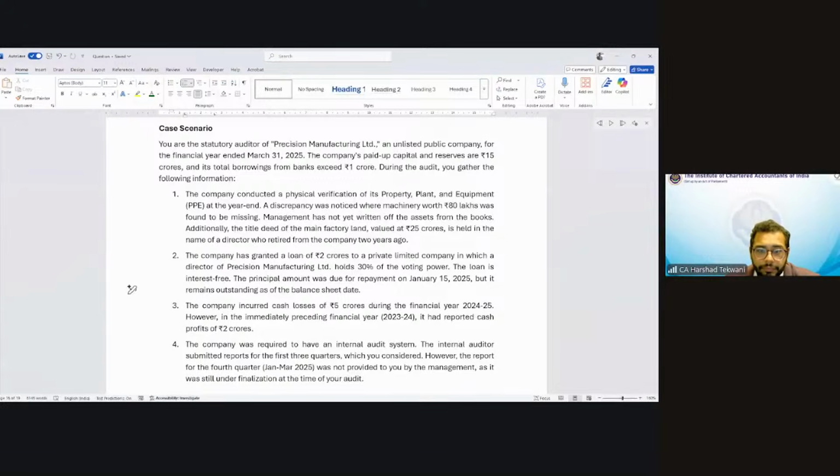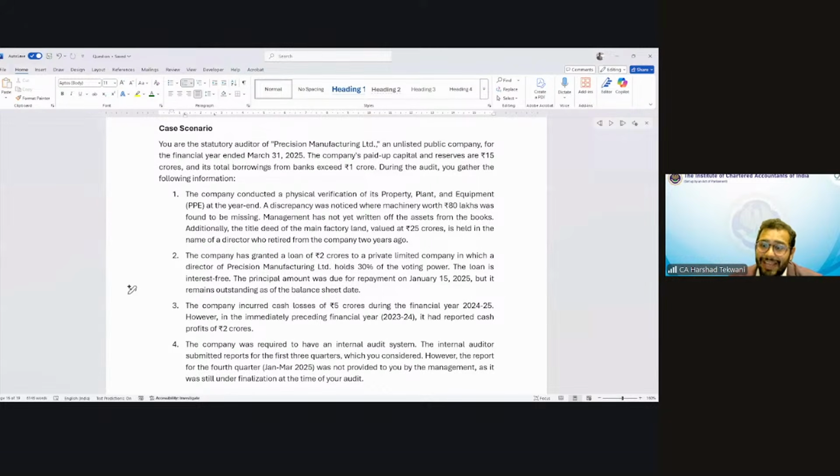But see, clause 3 has a lot of things in it. We need to understand where to report what. Now, this is the amount given to a private limited company in which the director was holding 30% of the voting power. Now, if he is holding 30% of the voting power, what will this make it? Related party. The director is directly interested in the company. But I would say that by holding 30% voting power, this company can be either a subsidiary, joint venture, or an associate for me. So it's a related party.